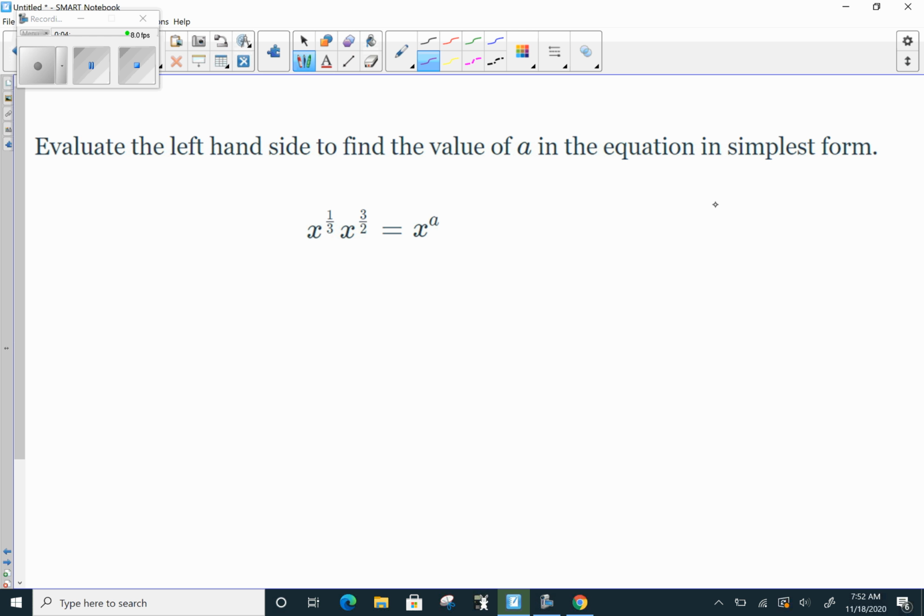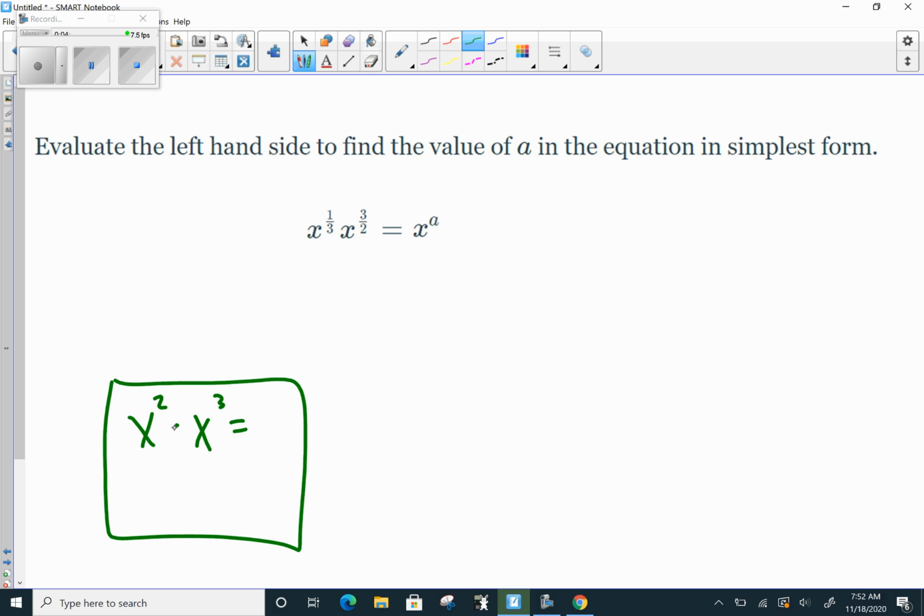I want to remind you, I'm going to do a quick commercial break. Refresher from Algebra 1: if you have x to the 2nd times x to the 3rd, if the bases are the same, you take the exponents and you add them. So that's going to be x to the 5th.